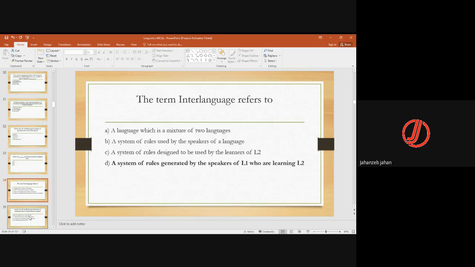The term interlanguage refers to a system of rules generated by the speakers of L1, the first language, who are learning L2. L1 यानी जिनकी फर्स्ट लैंग्वेज है वो जब सेकंड लैंग्वेज को लर्न कर रहे हैं तो अपनी फर्स्ट लैंग्वेज के उन रूल्स को यूज करते हैं उसकी लर्निंग के लिए.